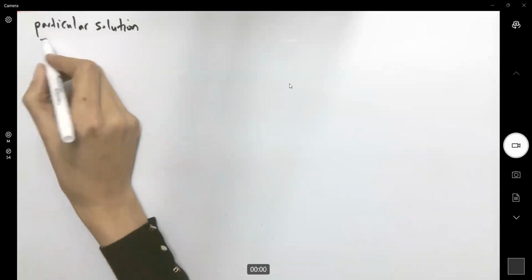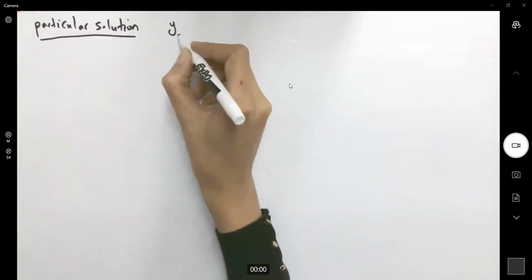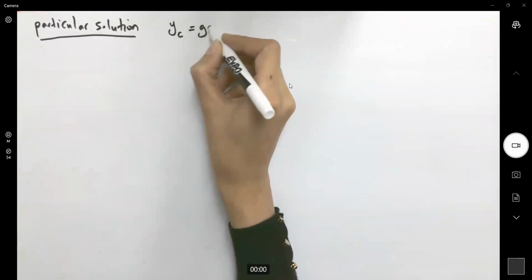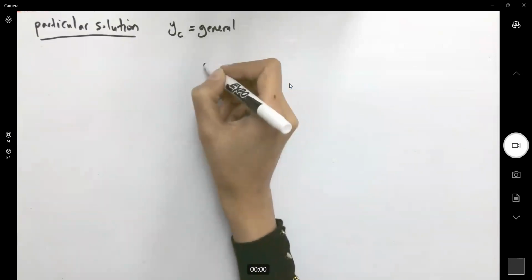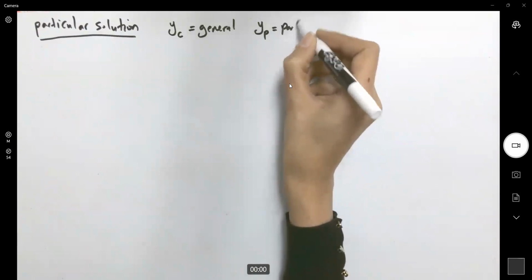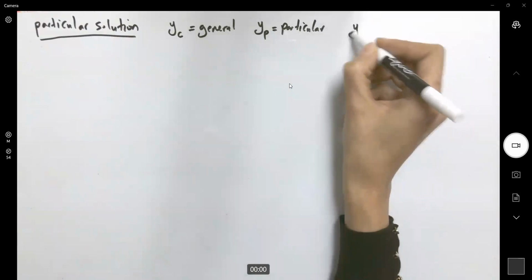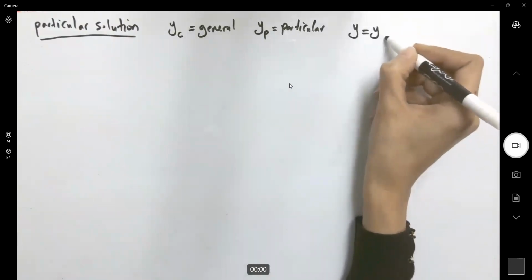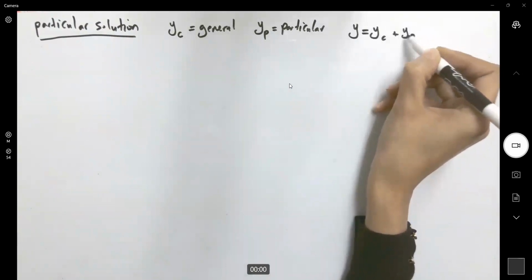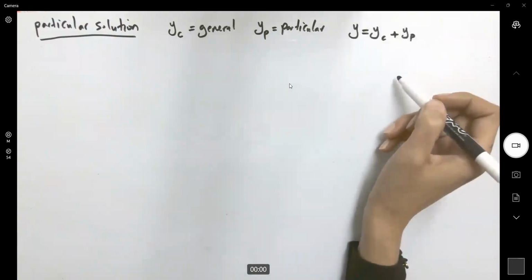Now let's talk about the particular solution for a differential equation. We know that if we have y sub c as the general solution for the differential equation and y sub p as the particular solution of a differential equation, then y can be written as y_c plus y_p. This represents the general solution for the differential equation.